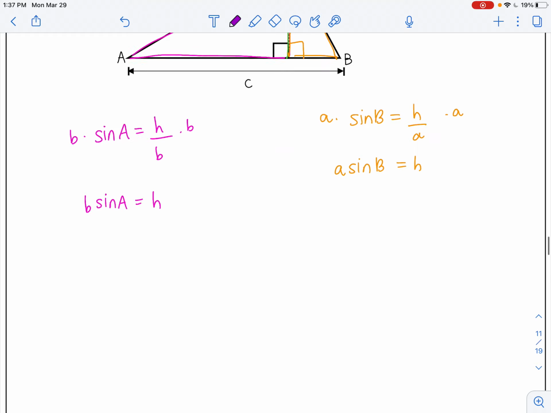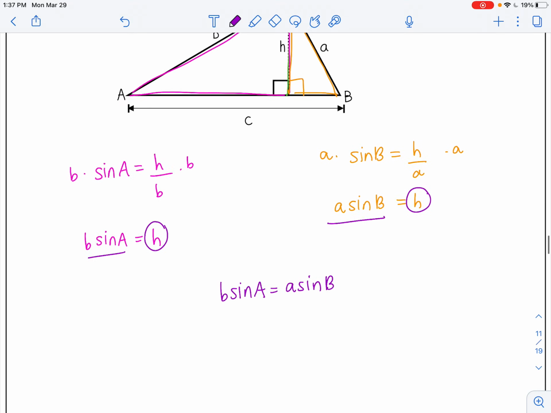All right, we know that if two things are equal to the same thing, we can set them equal to each other. That's the transitive property. So this expression is equal to h, and this expression is equal to h. Because both of those expressions are equal to h, I can set those expressions equal to each other. So we're getting closer to what the law of sines looks like.